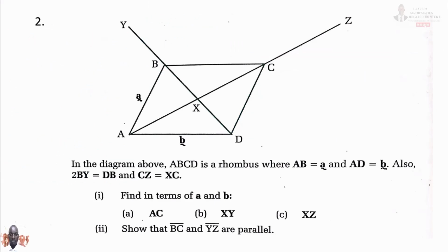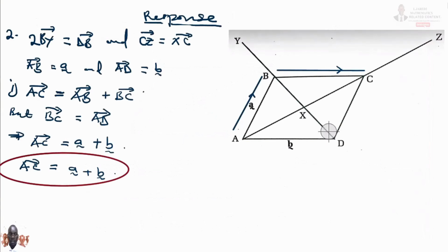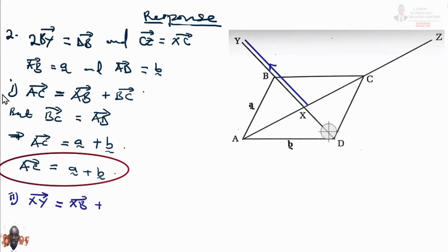Then Roman numeral 1 part b, we are determining vector XY. From the diagram here, let me first erase this. From the diagram, we want to get the vector XY. So from here to there in this direction, vector XY is the same as vector XB plus vector BY. From this expression we can get vector BY, so we can first go ahead and determine vector BY.